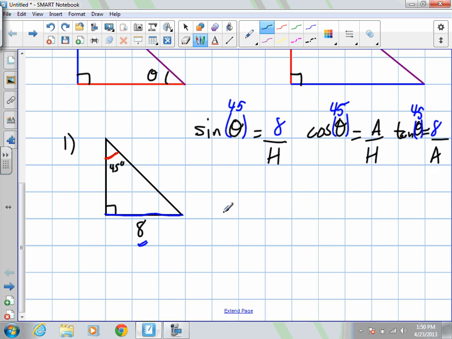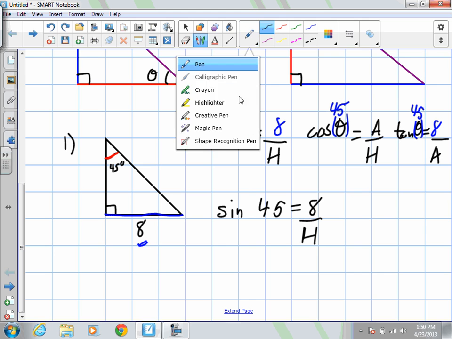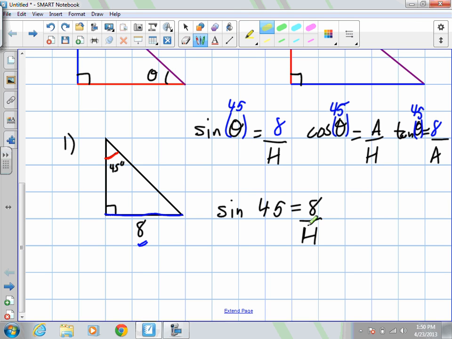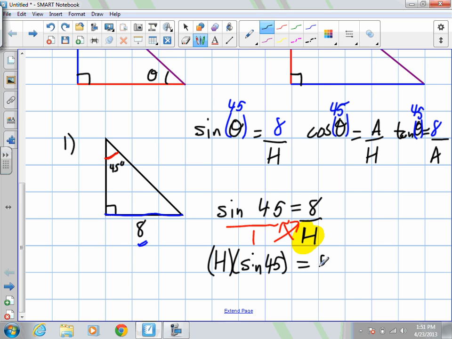We have sine 45 is equal to 8 divided by h. We need to bring that h to the other side. Our whole goal is to isolate h, get it by itself. Think of this like cross-multiplying, which is the fastest way to get this out of fraction form. Because they're equivalent ratios, we cross-multiply, and we're left with h times sine 45 is equal to 8 times 1, which is just 8.